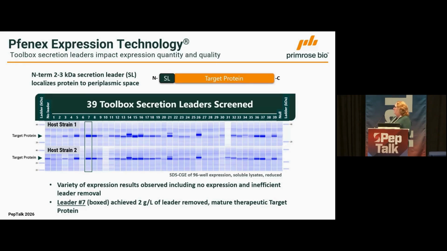Different secretion leaders have different levels of leader cleavage, so it's something that we want to make sure we're paying attention to as we are screening our toolbox. In this case, we moved forward with secretion leader number 7, where we were able to, in our 96-well expression format, get about 2 grams per liter of the protein with full cleavage of the secretion leader.